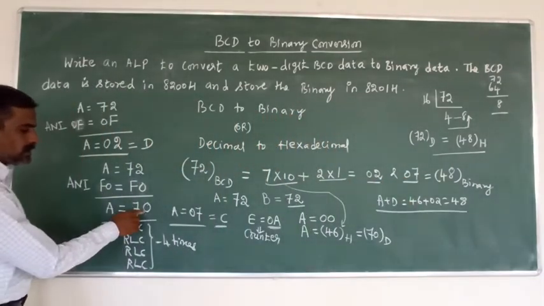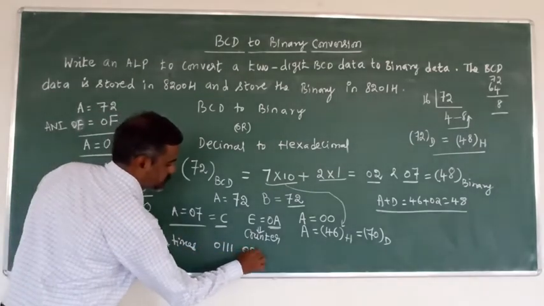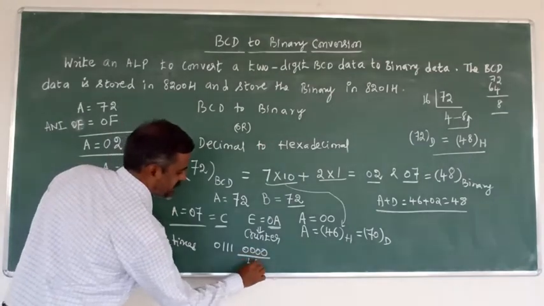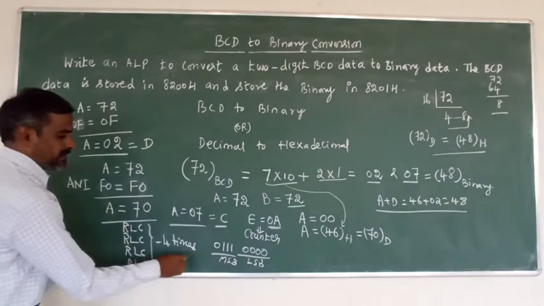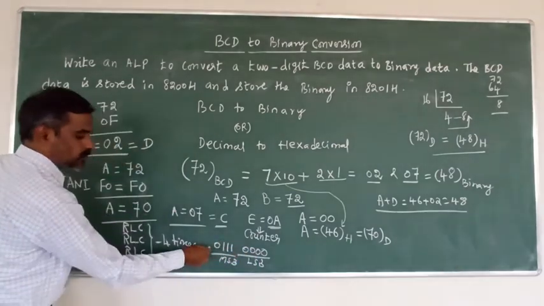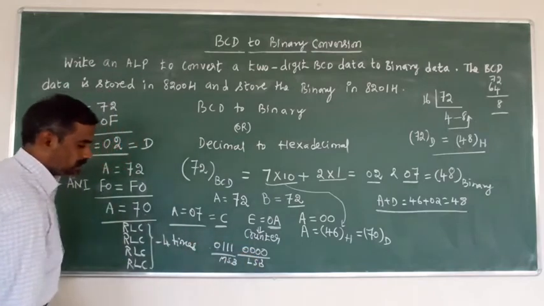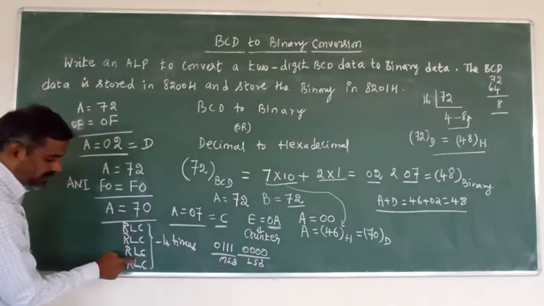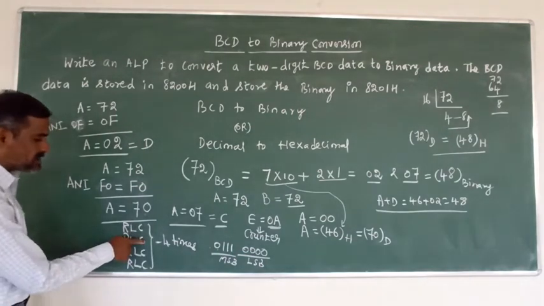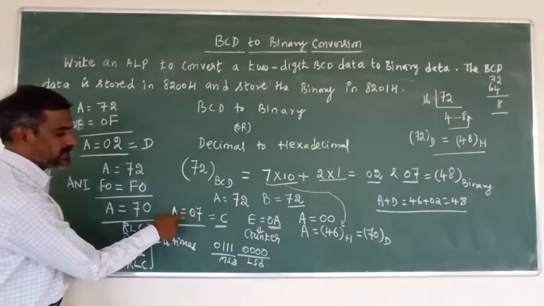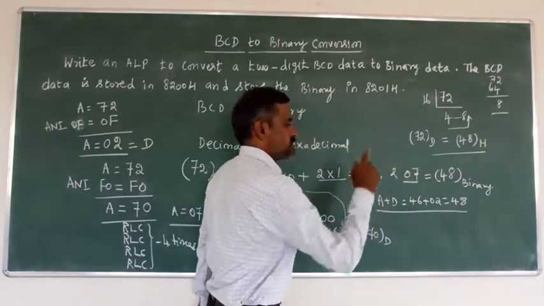For that, 70 means 0 1 1 1 0 0 0 0. This is for LSB 4 bits and this is for MSB 4 bits. Now the MSB 4-bit data we have to move to the LSB position. For that we have to rotate 4 times. For that we can use RLC 4 times. After RLC 4 times, now accumulator result 07. Okay. We got this 02 and 07.